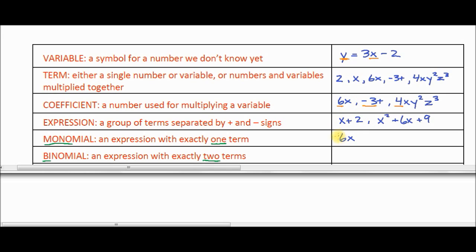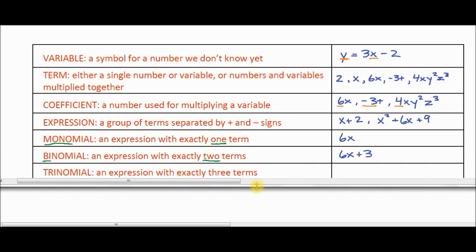So let's write some binomials. I'll just write one similar to that. How about this one? We'll just do 6x plus 3. Here's a good example of a binomial. It's an expression with 1, 2 terms added or subtracted.